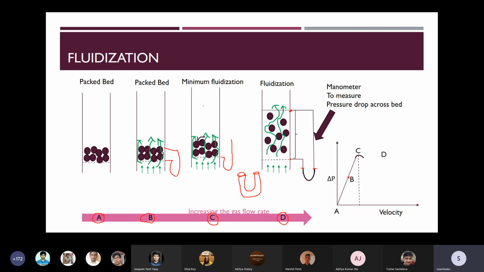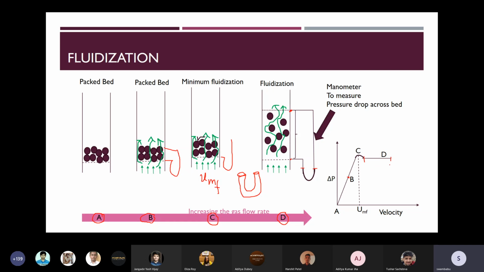This is the C condition, where we mark the minimum fluidization. This is UMF, the velocity at which the minimum fluidization is taking place. That is, the particles are about to rise. That is called the minimum fluidization. Here I have marked the minimum fluidization. After minimum fluidization, once it attains fluidization, the pressure drop will remain the same.